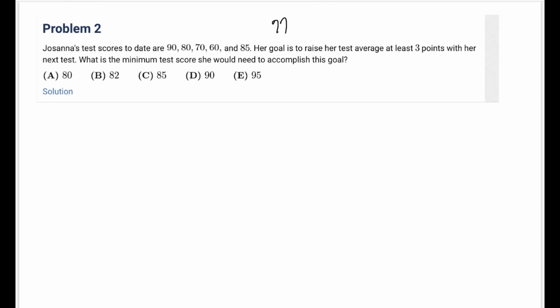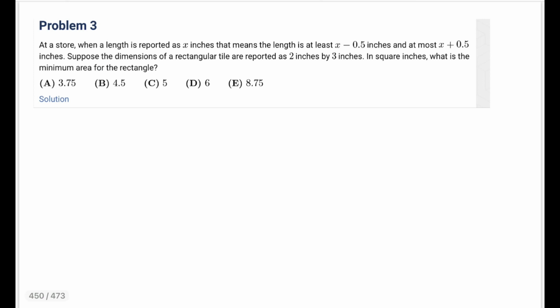Raise her test average at least 3 points. This means that this should become 80. So the average has to be 80, and so 90 is 80 plus 10, 80 is the average, 70 is average minus 10, 60 is minus 20, and 85 is plus 5. So these two cancel, and for this to make it 0, we need a plus 15. So 80 plus 15 gives us 95. The answer is E.